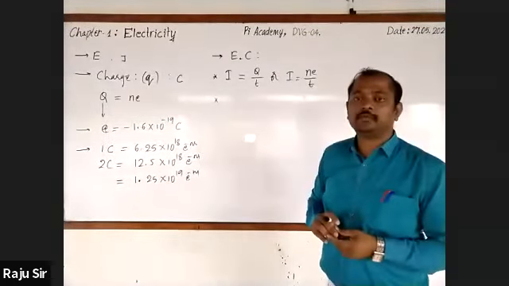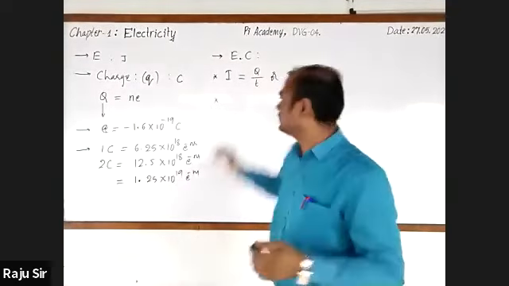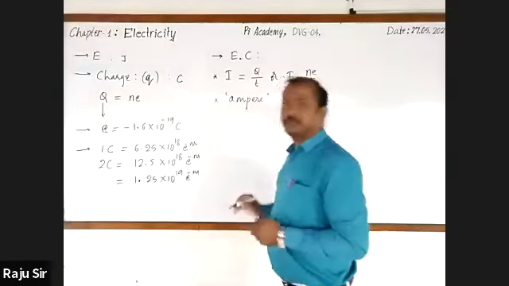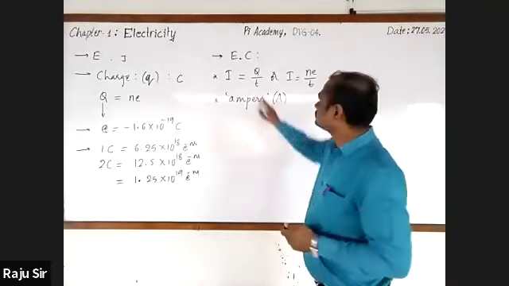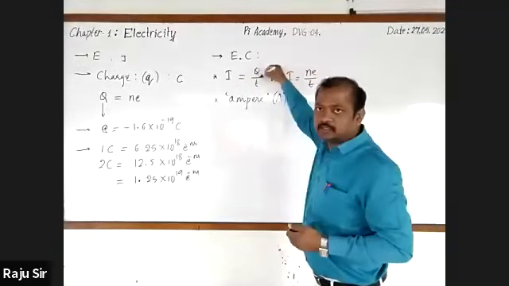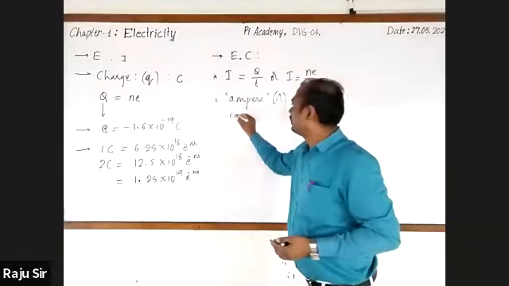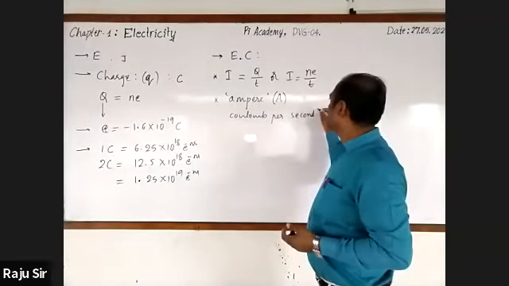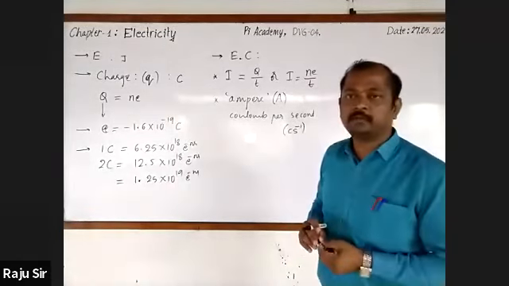And the SI unit of electric current is ampere, A-M-P-E-R-E, and its symbolic representation is capital A. The actual unit of electric current, by using the formula, we have come to know, is coulomb per second. Coulomb, please do remember, coulomb per second. And the symbolic representation is C S raised to the power minus 1.